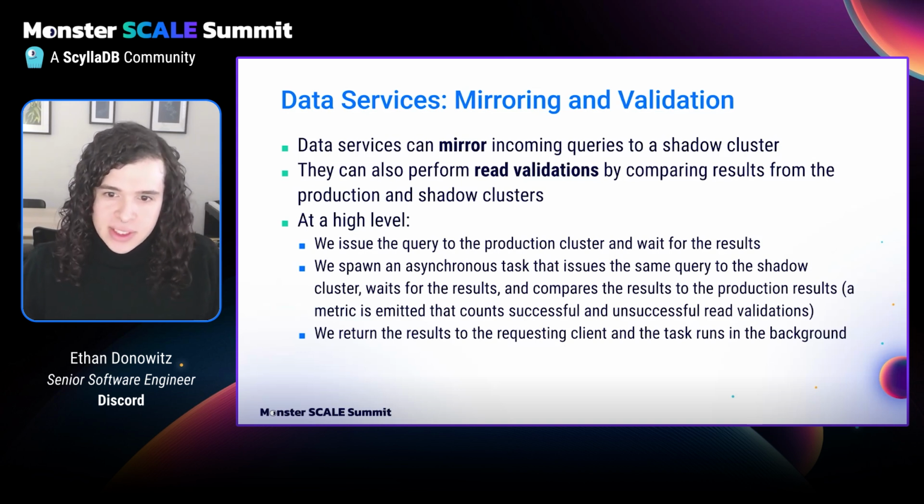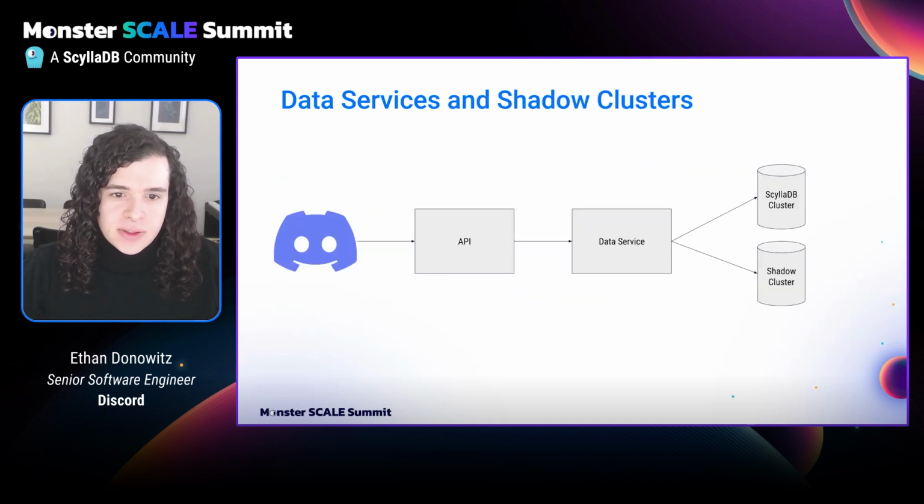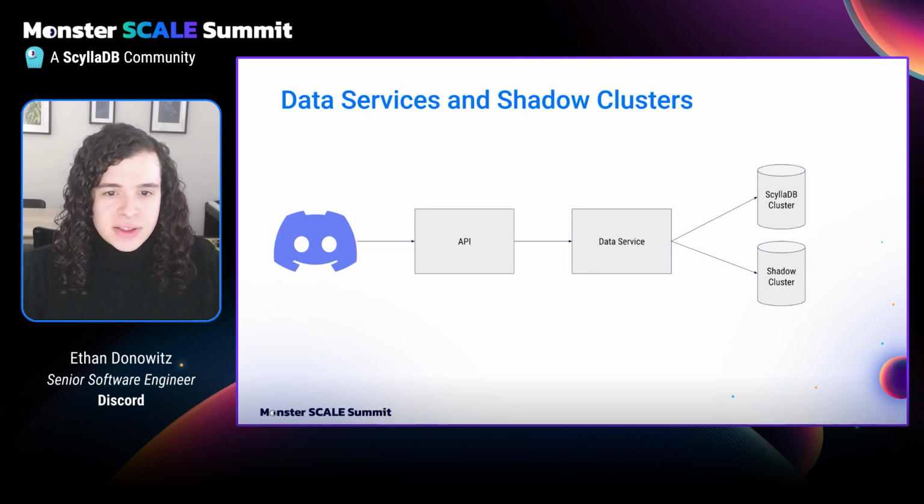While that asynchronous task is running, we forward the results back to the requesting client, and the task finishes in the background. So this process doesn't slow down queries for actual incoming RPCs. Any production queries still go through as we expect. So this is what the architecture looks like with the shadow cluster involved. It looks very similar. The only main difference here is that the data service now talks to both the production ScyllaDB cluster and the shadow cluster.